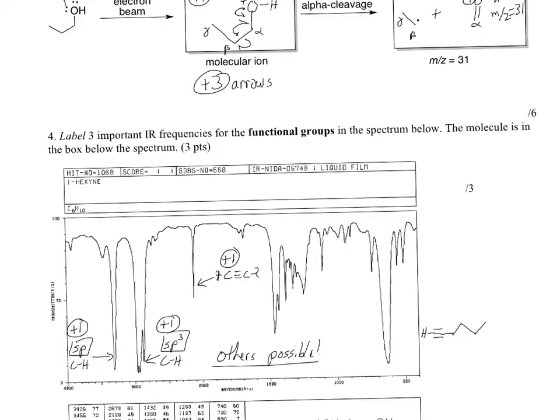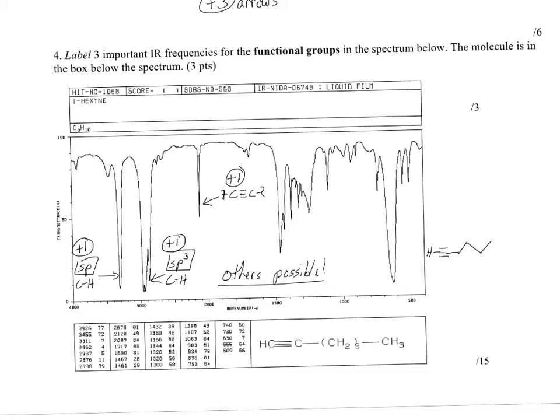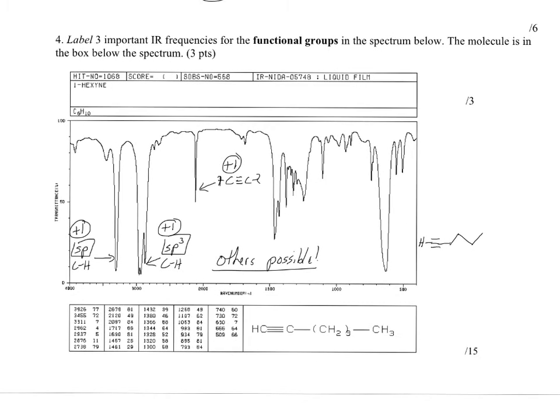Label 3 important frequencies for the IR in the spectrum below. Don't forget, here's your molecule. So in this case, we have an alkyne. It has a sharp sp hybridized CH stretch, an sp3 hybridized CH stretch. It also has the CC triple bond stretch. There's other ones possible. There's some other things you could think about, the methyl group out here and things of that nature, but those are the 3 major ones.